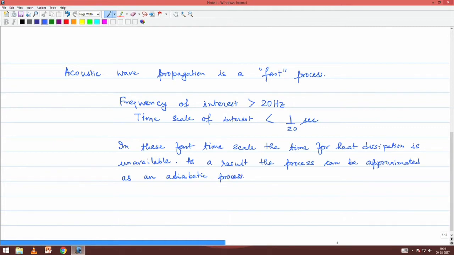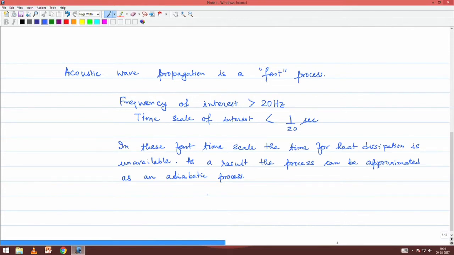Typically, heat dissipation is a slow process, and since the time scales of our interest are very fast, there are rapid oscillations of these particles. Within the time period afforded by these rapid oscillations of the particles, there is no time allowed for the heat dissipation, and thus we can approximate this process as an adiabatic process rather than an isothermal process.